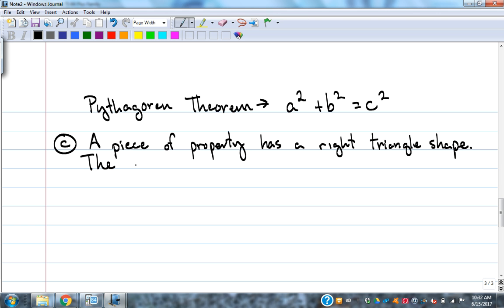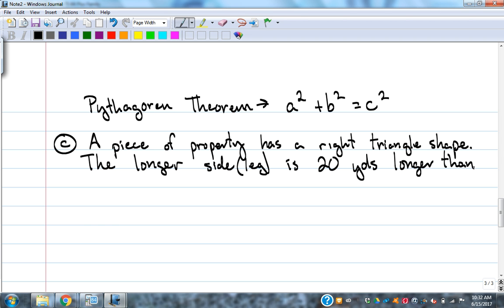Capitalize that T. The longer side, or leg, we'll say in parentheses. Remember, right triangles have legs and the hypotenuse, so maybe that's trying to jog some memory here of the Pythagorean theorem. The longer leg is 20 yards longer than the shorter side or leg.